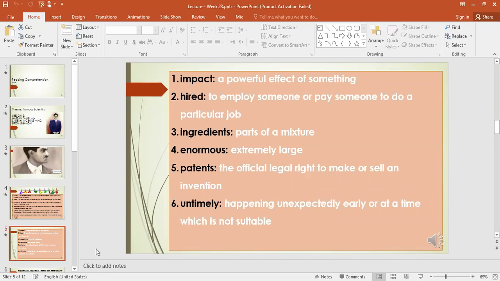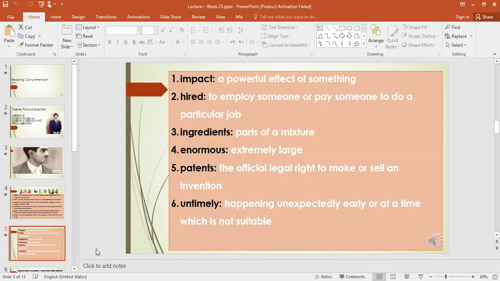So impact is a powerful effect of something. Hired is to employ someone or pay someone to do a particular job. Ingredients are parts of a mixture. Enormous means extremely large. Patents is the official legal right to make or sell an invention. Untimely, happening unexpectedly, early, or at a time which is not suitable.